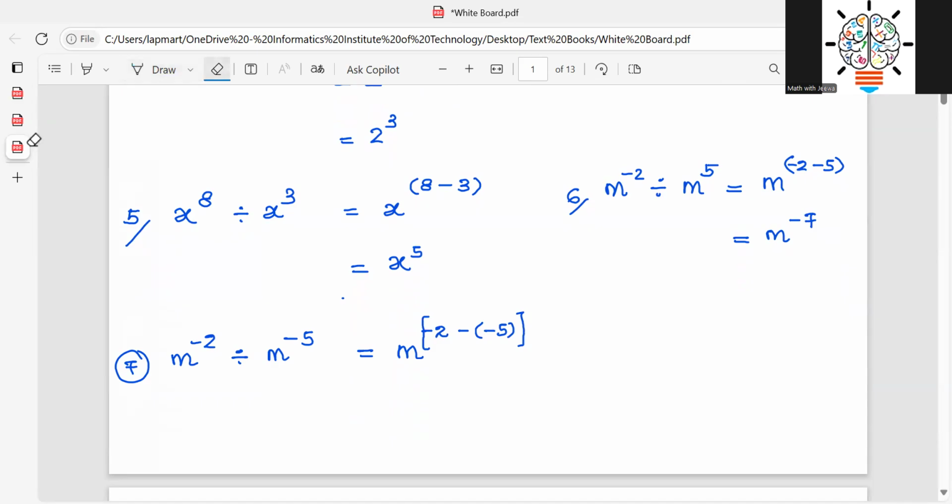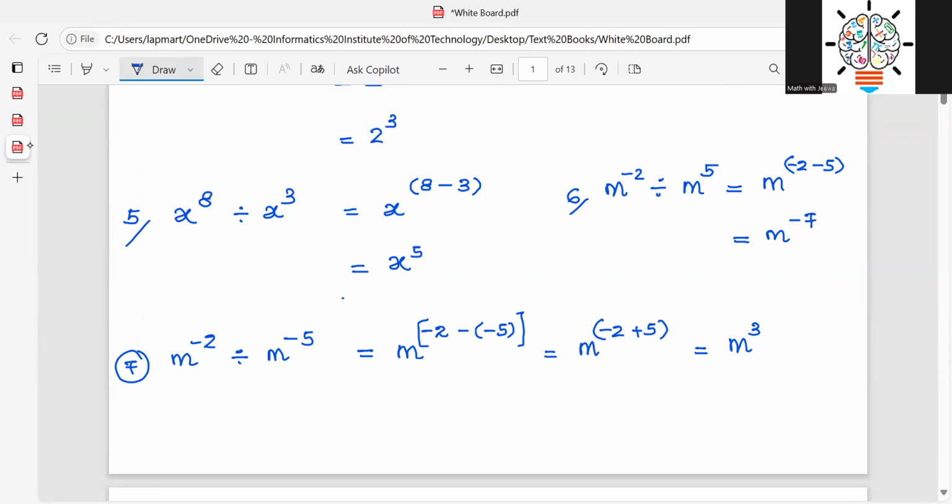So if both are negative, you write that negative sign as it is, and the subtraction is the math operation. So then you know negative and negative becomes positive. So you write m to the power negative 2, plus 5, and you conclude the answer m to the power of 3.